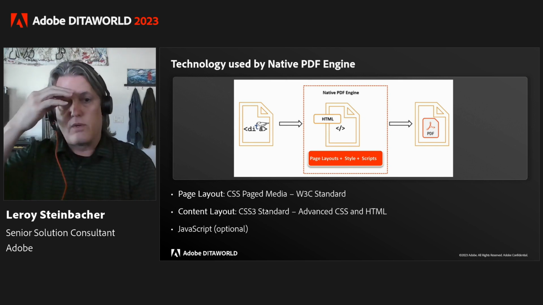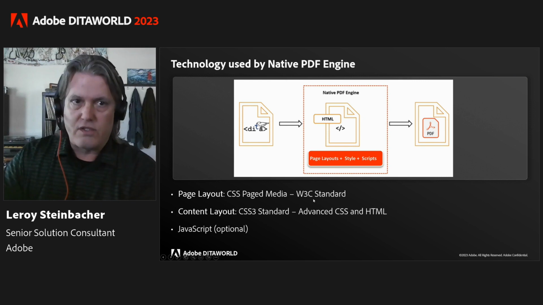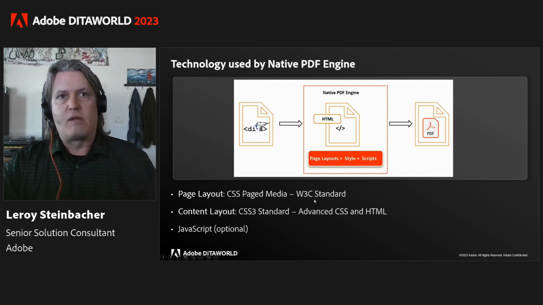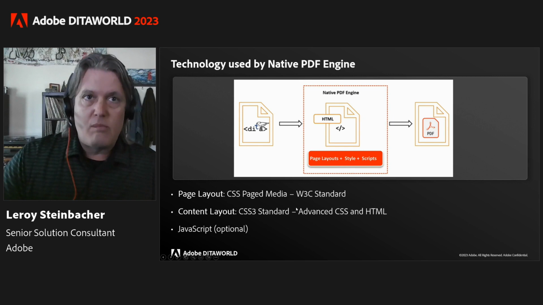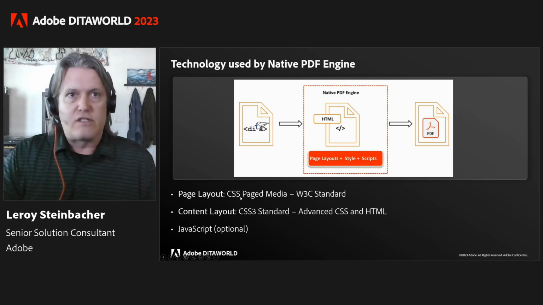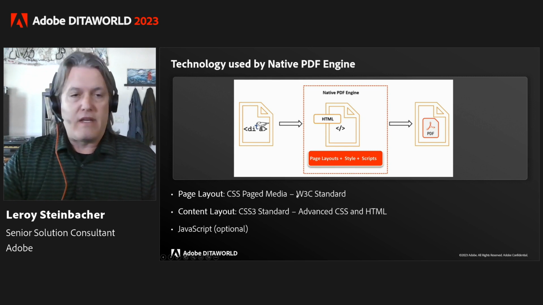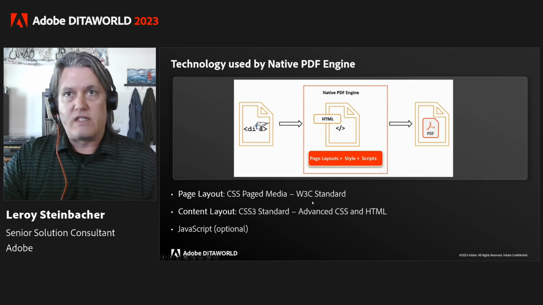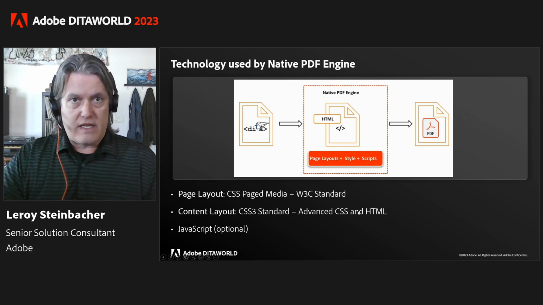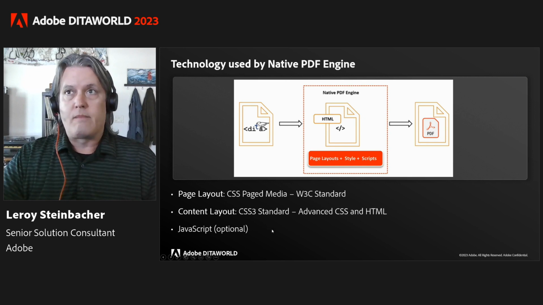You have access to these files and these resources directly within the tool, and then you're able to apply them directly within the tool as well. But it's following some standard conventions. So for page layout, you're using the CSS Paged Media Convention, which is a W3C standard. For content layout, you're using the CSS3 standard, which includes advanced CSS and HTML, and then you also have the ability to include JavaScript as needed for additional processing of your style sheet for your PDF.